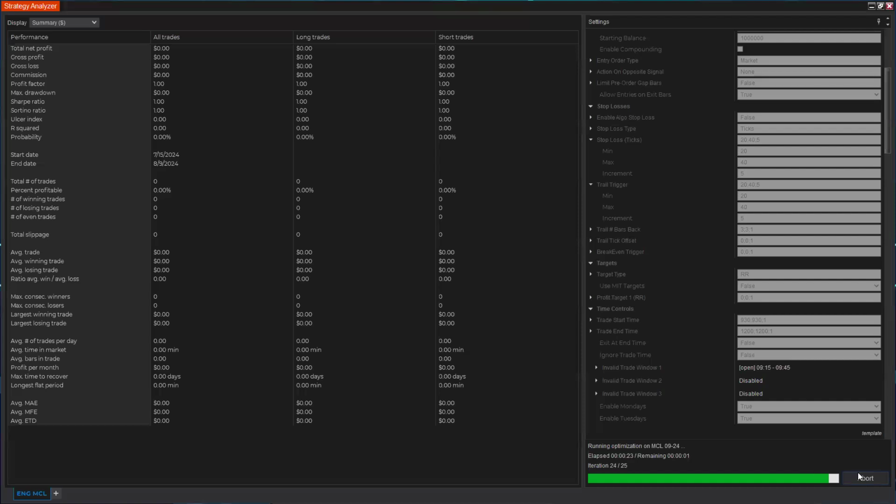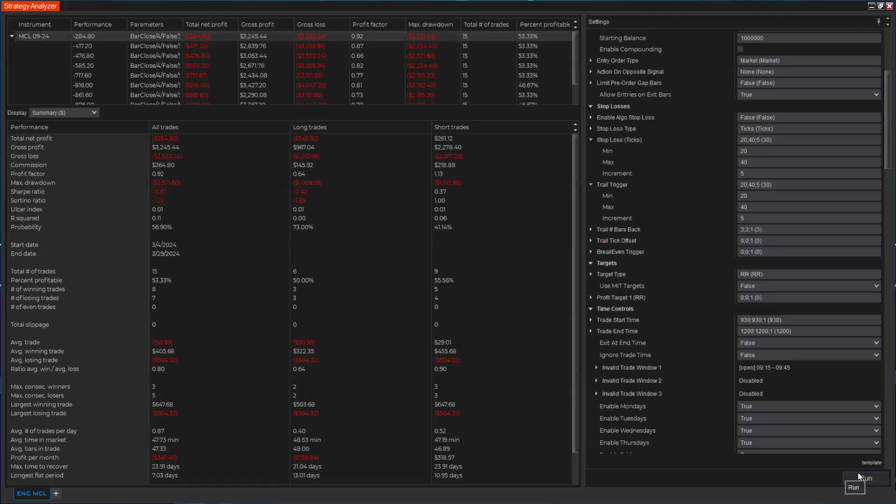Yeah, you can. So you can set the algo to tighten up the stops for you, or you can just move the stop manually.